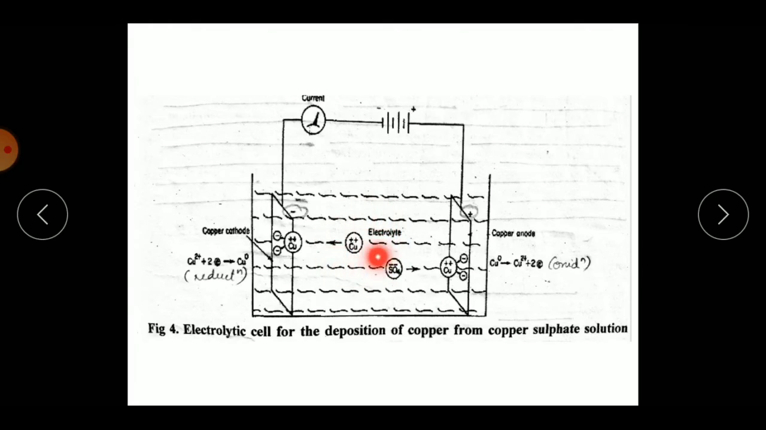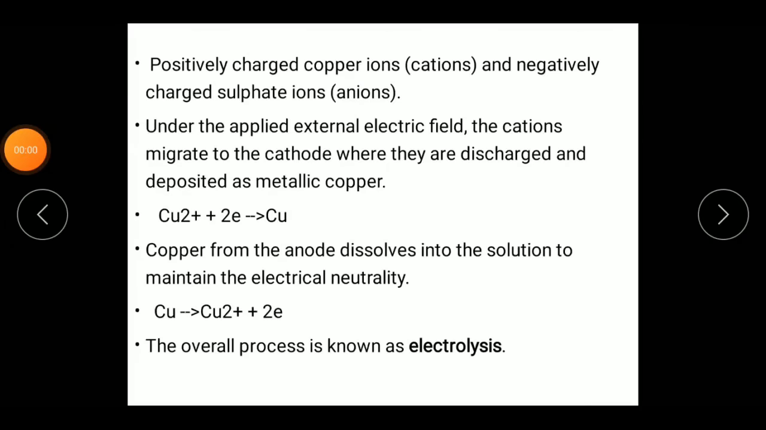So this complete process is called electrolysis, that is your cation from the solution of electrolyte is going and depositing on the cathode, and in order to maintain that copper 2 plus concentration, your copper from the anode is getting dissolved and it is going into the solution. So this complete process is known as electrolysis. The explanation for electrolysis is given here. You can just go through this.